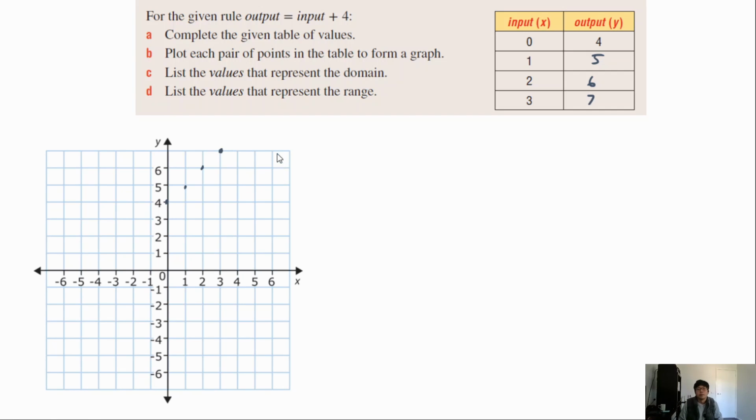And the next one, we need to list the values that represent the domain. Remember, that's all the possible input values, so that will be 0, 1, 2, and 3. And the values that represent the range will be all the output values, so it'll be 4, 5, 6, and 7. Give yourself a tick for each question you got correct there.